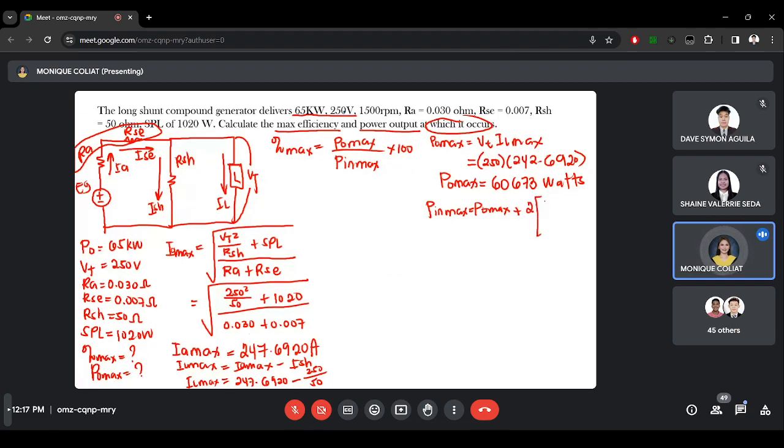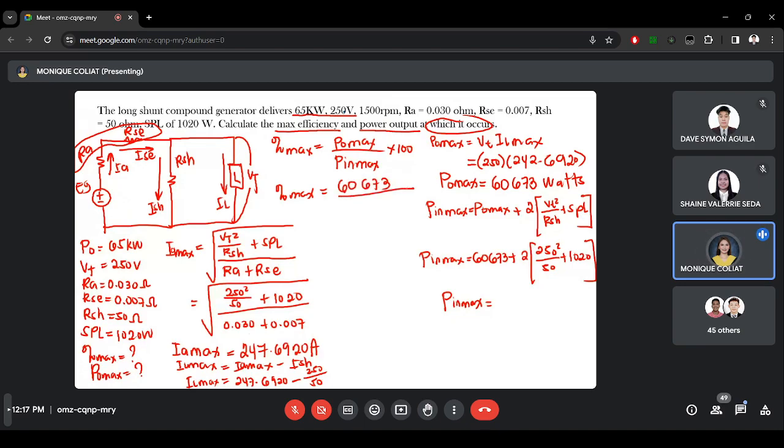The unit is CL, wherein CL is equal to VT squared over RSH plus SPL, right? Unit number 2. From 7 a.m. to 12 noon, PN max is equal to 60,673 plus 2 times 250 squared over 50 plus SPL of 1,020. We start unit 2 now. So besides unit 2, our unit 1 is also running.